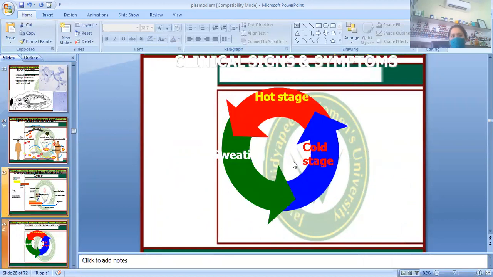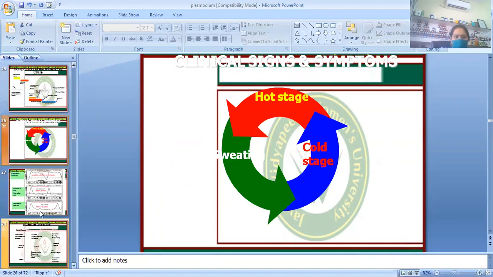There are three stages in the clinical signs and symptoms. One is the cold stage. First, there is shivering, then there is a hot stage, then there is a sweating stage. All three stages run one by one.